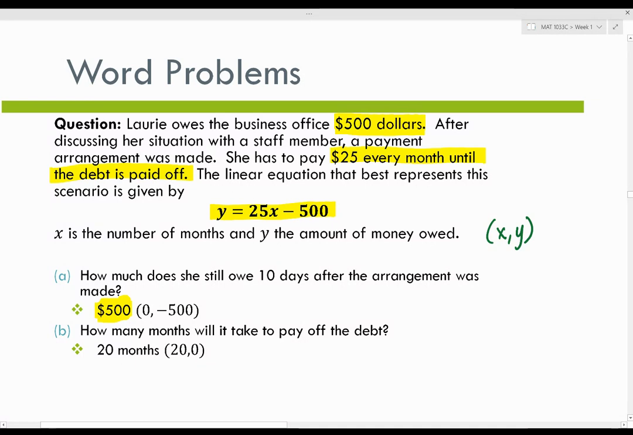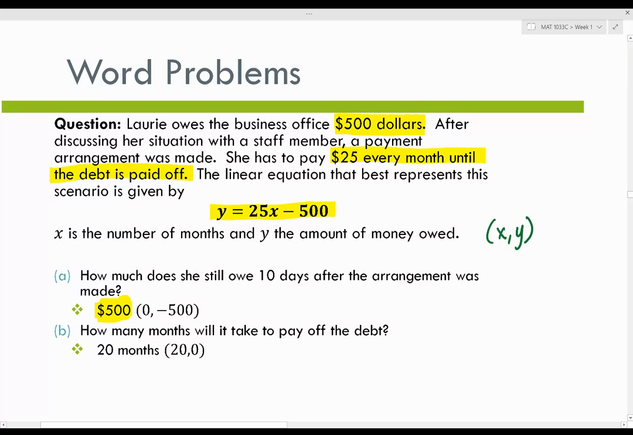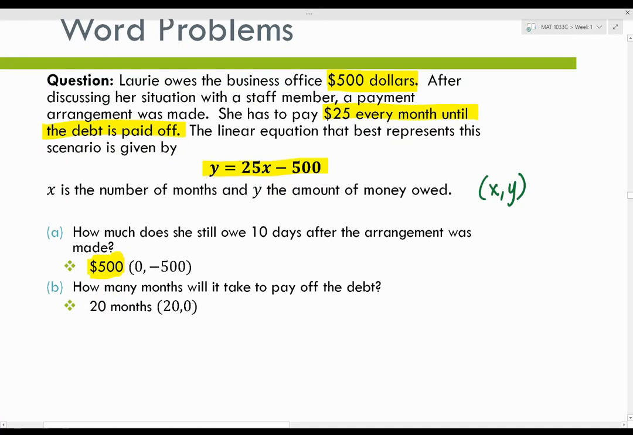Now let's look at B. B says, how many months will it take to pay off the debt? Okay, so what does it mean to pay off a debt? Well, that means you don't owe anything. So if we wanted to solve that in our equation, that means that the amount of money owed should be 0. So in our equation, amount owed is equal to y. So that would be 0 equals 25x minus 500.